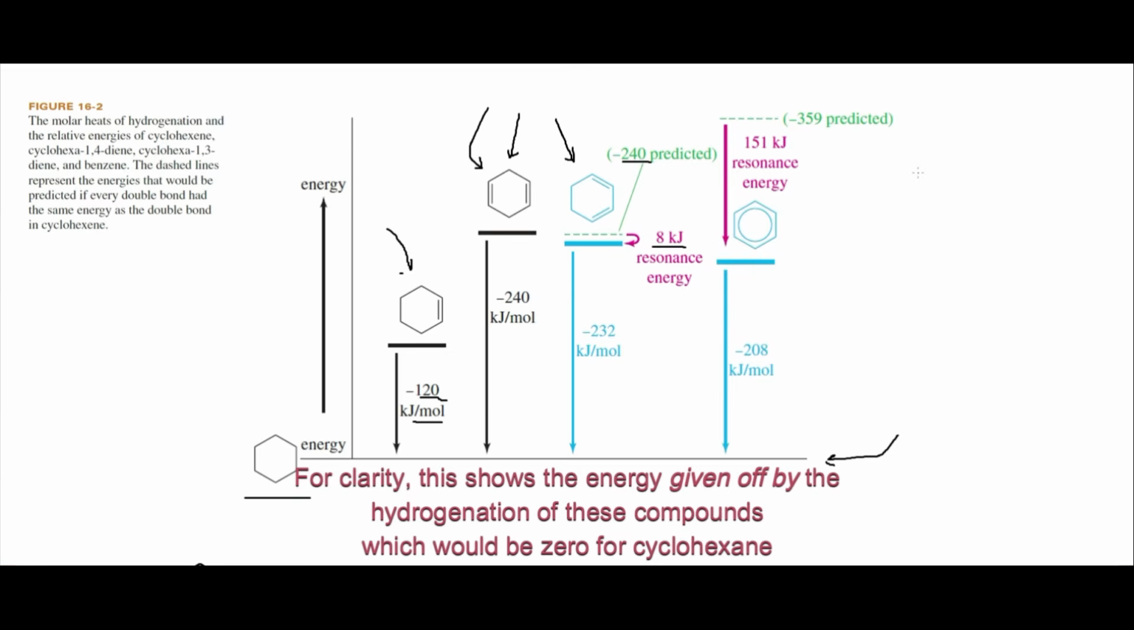If we add yet another double bond, so we get to 3 double bonds, it's predicted to be about 359 kilojoules per mole. But what actually ends up happening is it goes down to here. So it's actually even lower than just the conjugated system here. And it's down by 151 kilojoules. So that's quite a bit of resonance energy.